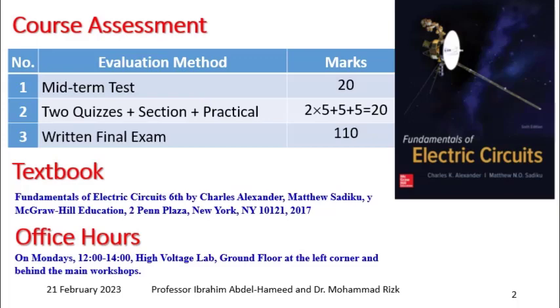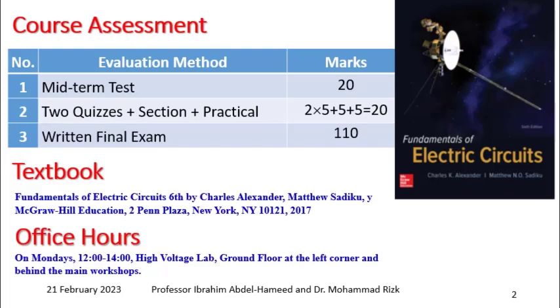We agreed this is circuit analysis and you are going to take one midterm test, 20%. You will have two quizzes, 5% each, a section 5%, and the practical using one of the software like PSpice or Cox, 5%. So you'll have 20 for the coursework plus midterm 20, and the written final exam will be 110. So in all, we'll have 150. Clear?